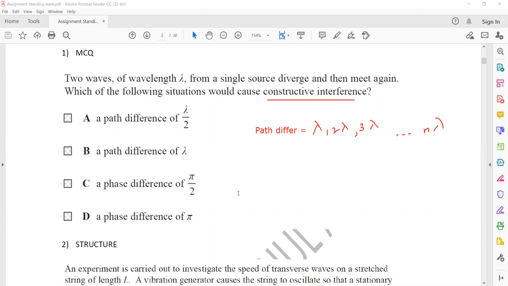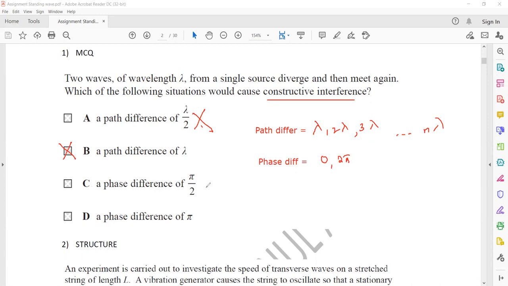And what about the phase difference? The phase difference for a constructive interference condition should be 0 or 2 pi. So when we check the options, if the path difference is lambda by 2, it will be a destructive interference. When the path difference is lambda, it will be a constructive interference. So B is the right answer.